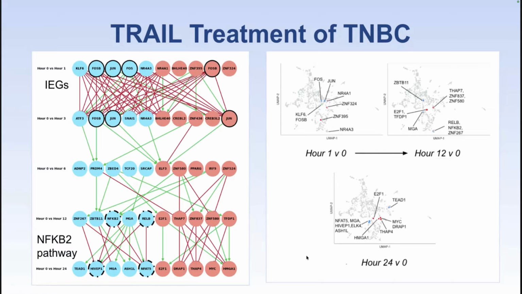And this is actually further supported by the UMAPs, which show ZNF267 clustering right near NF-kappa B2 and REL-B, suggesting a similar function.